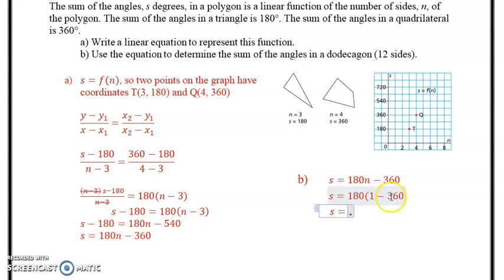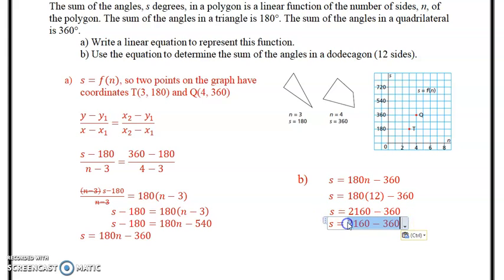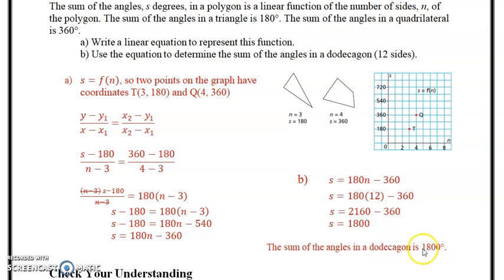S equals 12 multiplied by 180, that gives you 2160 minus 360. And then we subtract the two values. We get 1800. So that means the sum of the angles of a polygon with 12 sides, a dodecagon, is equal to 1800 degrees. Okay? So I'll write a little sentence to explain that. The sum of the angles in a dodecagon is 1800 degrees.